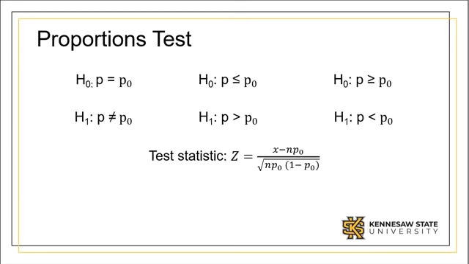The configuration of the null and alternative hypothesis for the proportion follow the same format as what we have seen with means and variance. The test statistic is given in the formula shown here. X is the number of successes, n is the number of samples, p sub 0 is the population proportion. Like before, a critical z statistic can be determined based on a known alpha and compared to the test statistic to arrive at the appropriate decision.